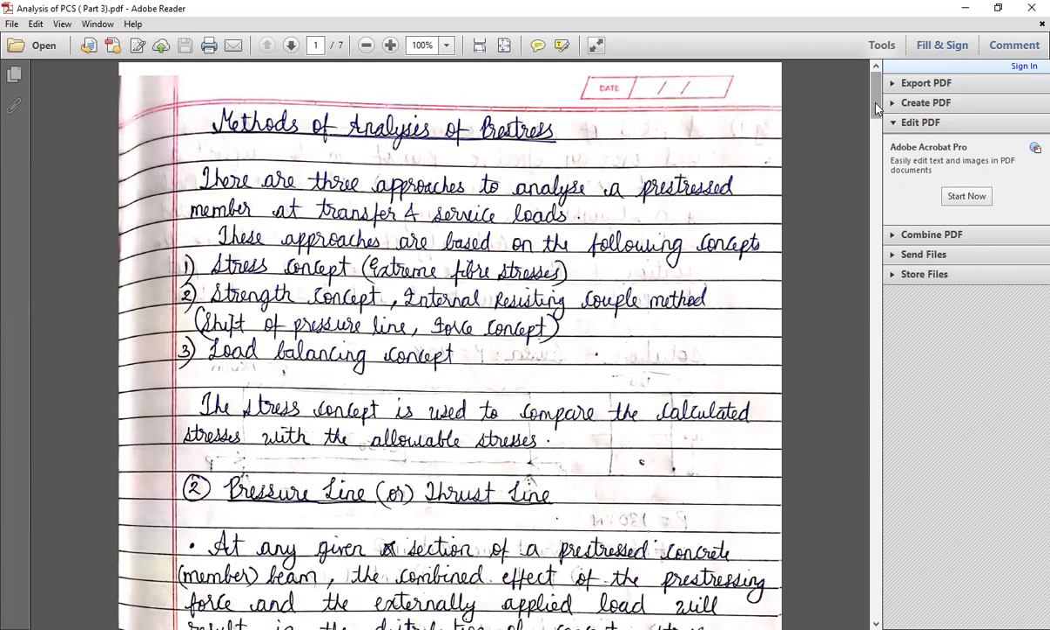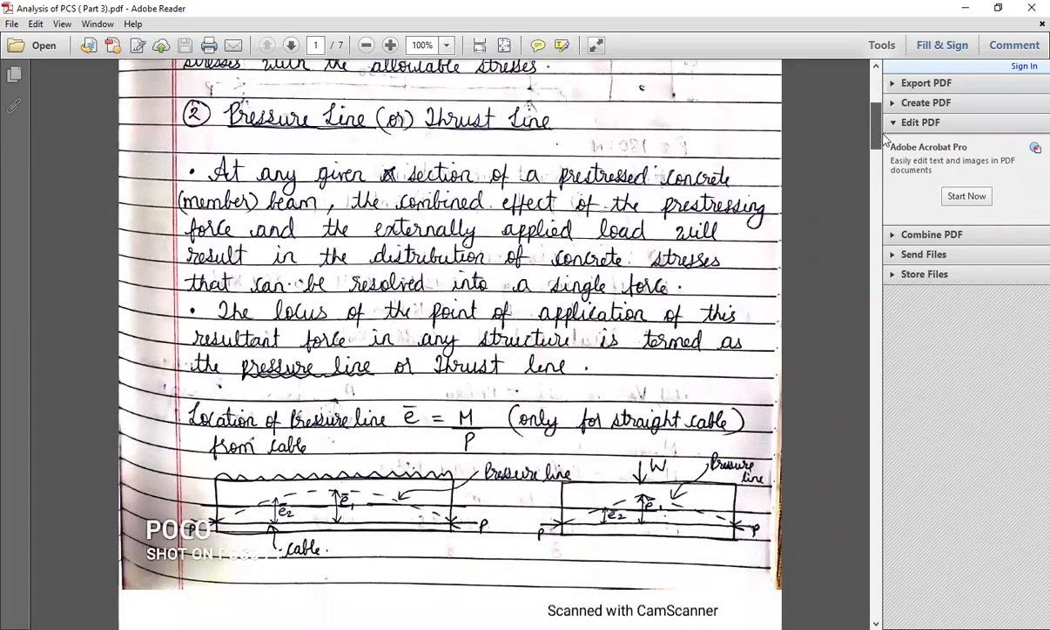Now let us understand what is the pressure line method or the thrust line method. At any given section of a pre-stressed concrete beam, the combined effect of the pre-stressing force and the eccentrically applied load will result in a distribution of stresses that can be resolved into a single force. The locus of the point of application of this resultant force in any structure is termed as the pressure line or the thrust line. So what is basically a pressure line or the thrust line? It is nothing but the locus of the point of application of the resultant force.